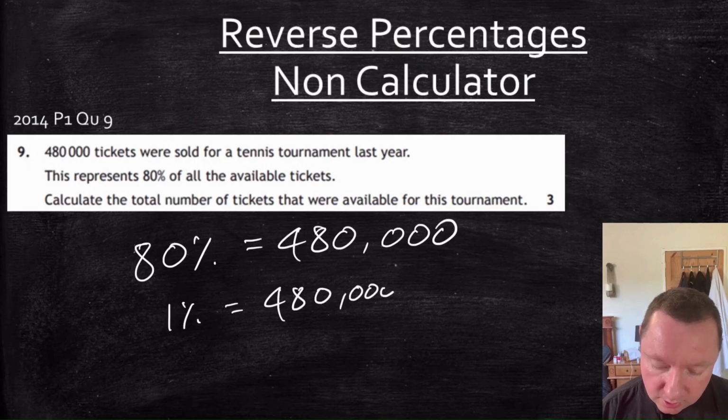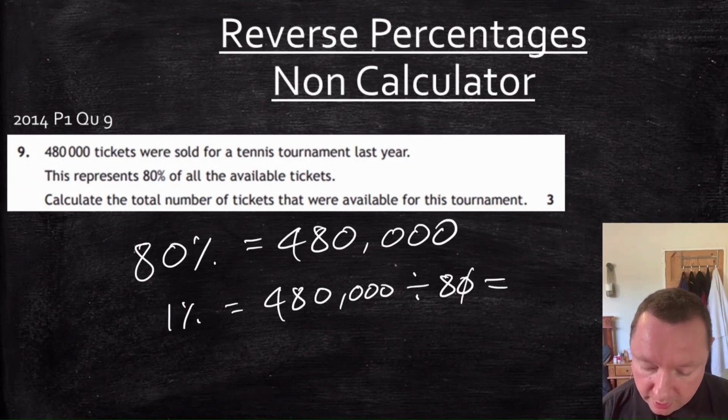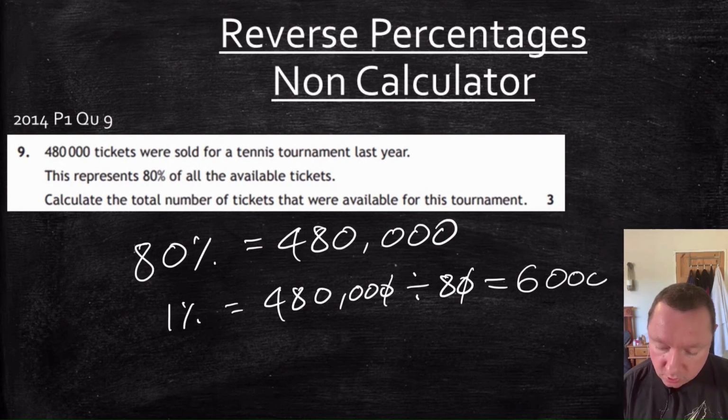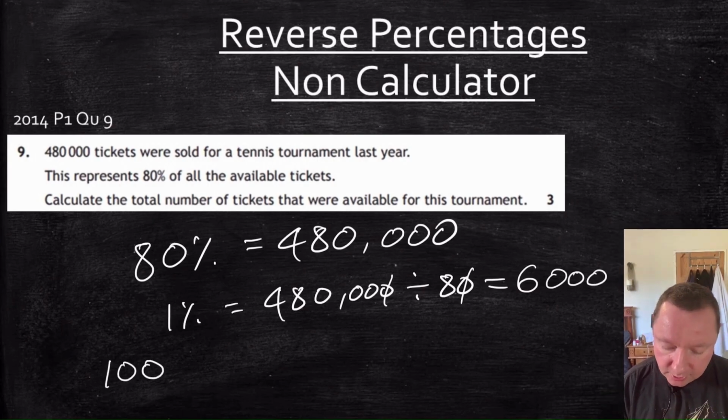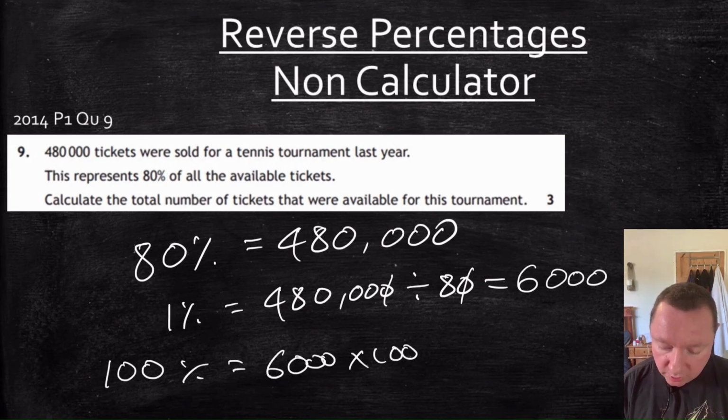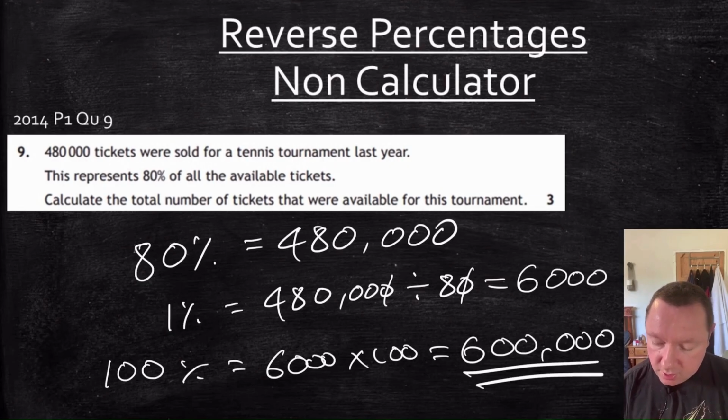480,000 divided by 80. So I can knock a 0 off straight away. 8 sixes is 48, and 1, 2, 3 zeros left over. So I've got 6,000 for 1%, and therefore for 100%, just times them by 100, making sure I get all my zeros in: 600,000. And there we are.